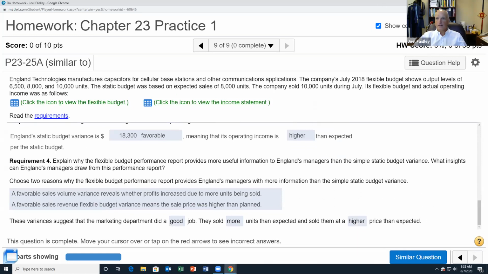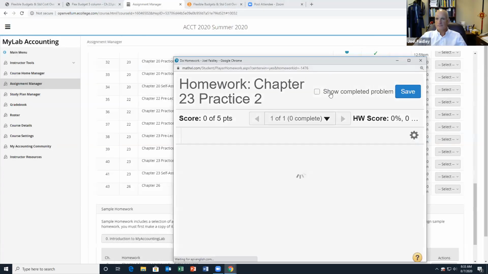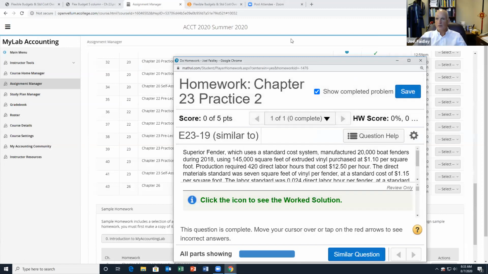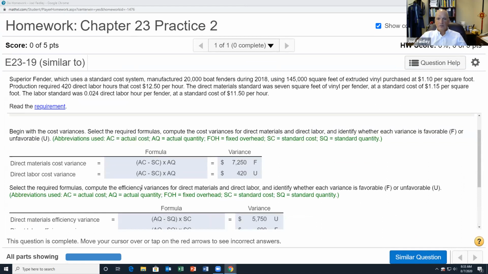All right, so that's practice set 1. Let's look at practice set 2. Only one problem here. Okay, they want you to actually put in the formula there.